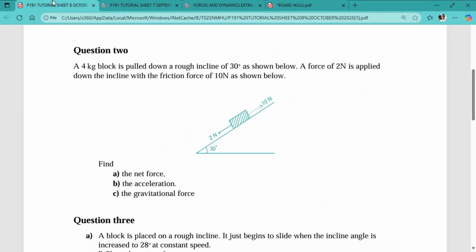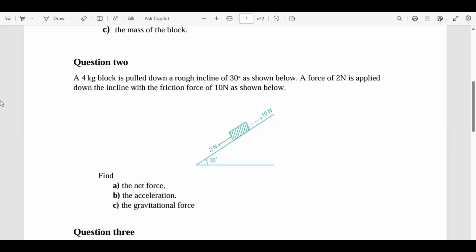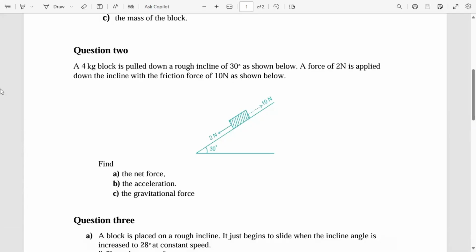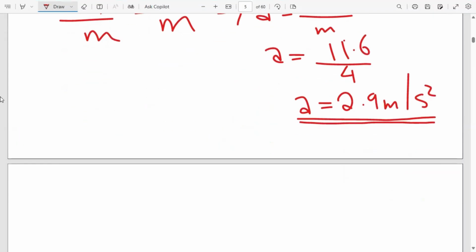We can go to the last part of the question, which says we should calculate the gravitational force. How do we calculate the gravitational force in this scenario? It's a very simple question. This is part C of question 2. The force due to gravity will be equal to the mass of this object multiplied by the acceleration due to gravity.